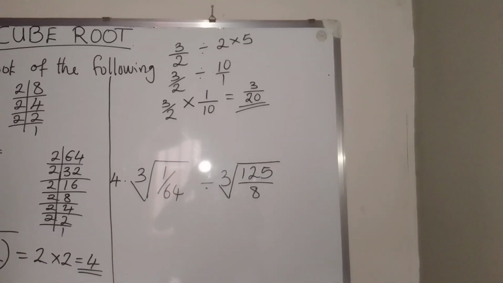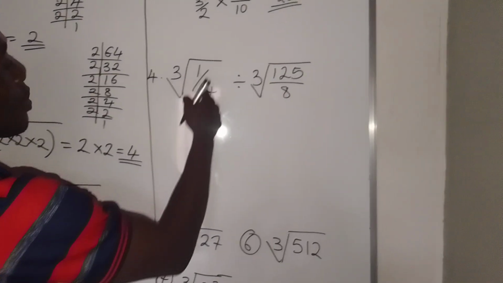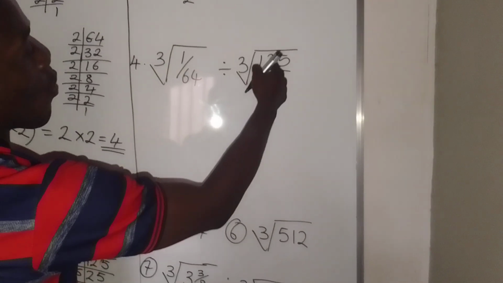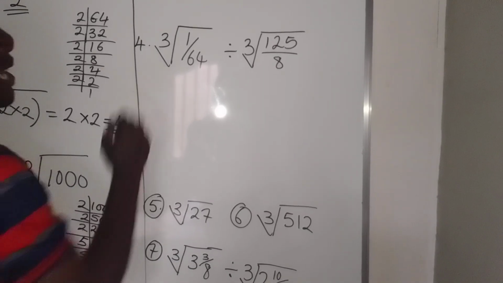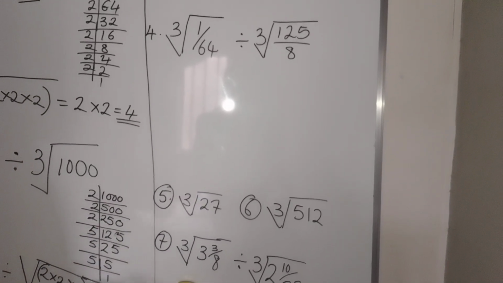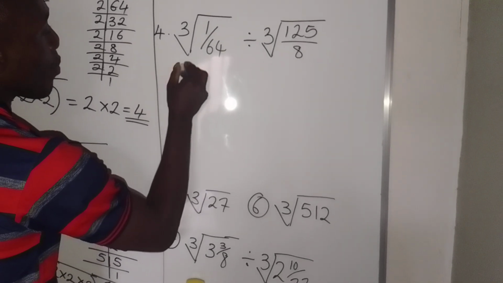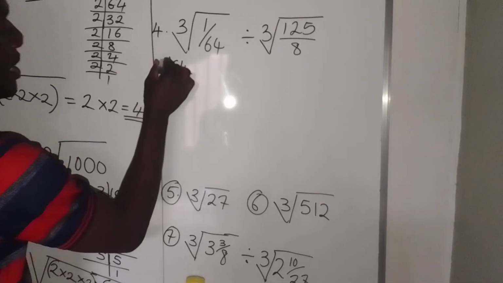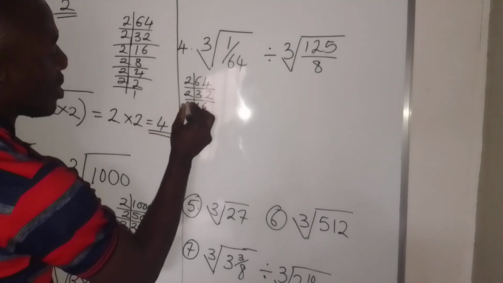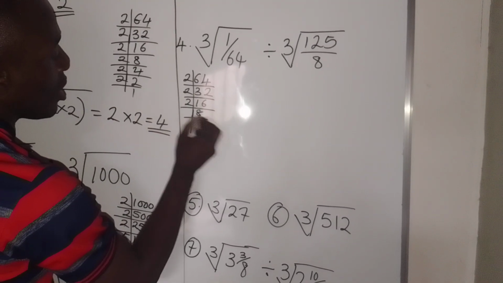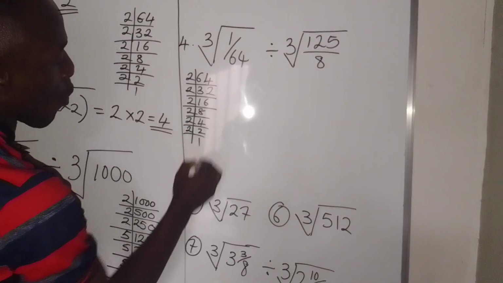Let's quickly do the second one, number 4. Number 4 says the cube root of 1 over 64 divided by the cube root of 125 over 8. Now, on the quick one, the cube root of 1 or the square root of 1 is always 1. So let's look at 64. Dividing it by 2 gives 32, 2 gives 16, 2 gives 8, 2 gives 4, 2 gives 2, and 2 gives 1.